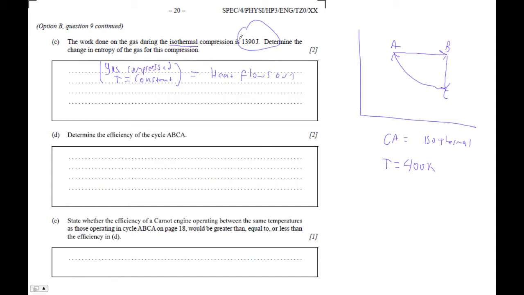So our work is actually going to be negative, or the heat flow is going to be negative 1390. And here's how I know that. The change in Q, the Q that flows, is the change in internal energy plus the work, right? So the work is negative 1390 because it's work done on the gas. Remember, positive work is when the gas does work. Delta U is 0, so delta Q is negative 1390, okay?